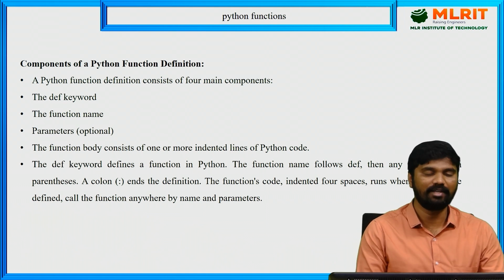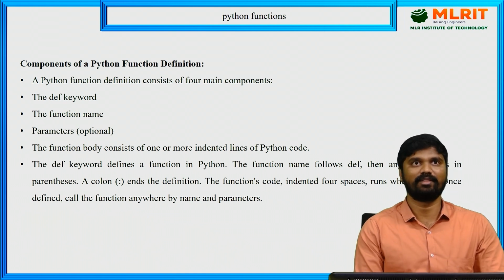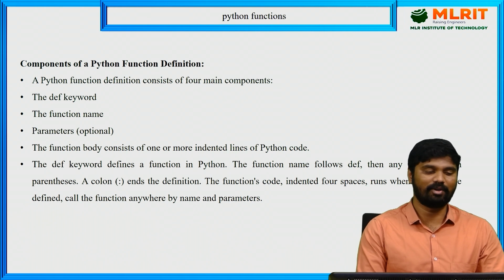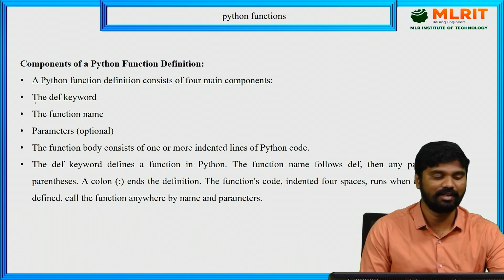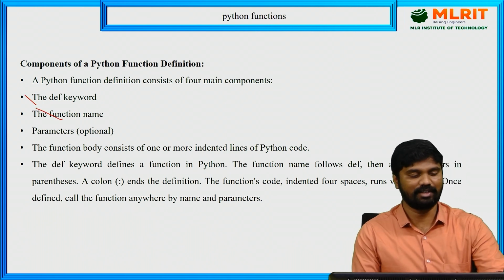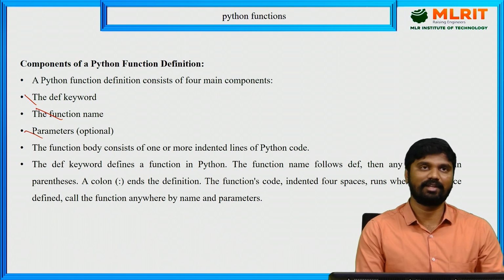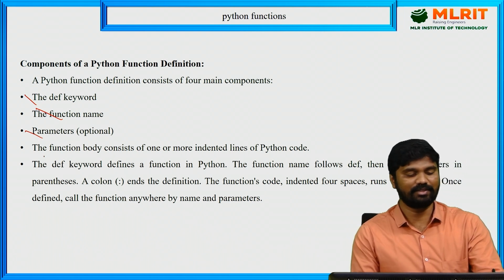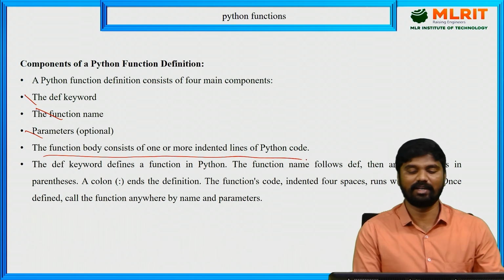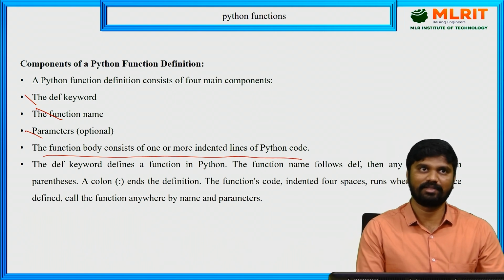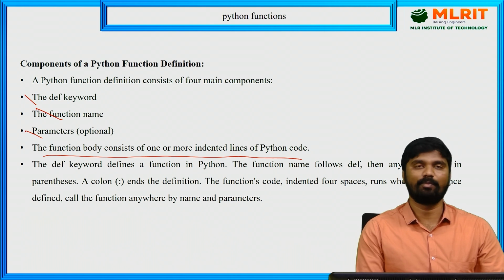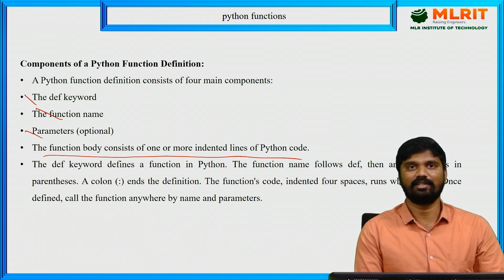Anyway, here we have the components of a Python function. A Python function consists of 4 main components. The first is the def keyword, then the function name, and parameters, which you can include or not based on the requirement. Next, the function body consists of one or more indented lines of Python code, that is the statements. These are the main components of a Python function.